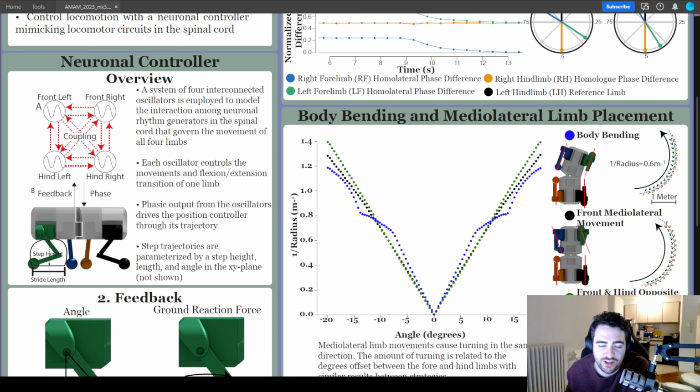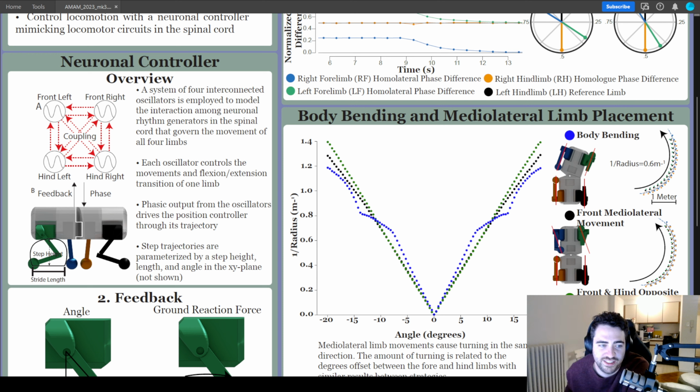We're going to use this color coding throughout the poster, where the front left limb is represented by green, the front right blue, the hind right orange, and the hind left black. As phase is transmitted to each one of these limbs, they step through our position controller that controls the trajectory of the limb, that's characterized by a step height, a stride length, and an angle that's not shown here that controls medial lateral movement.